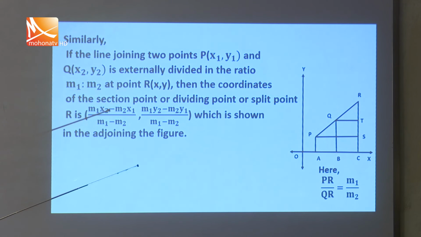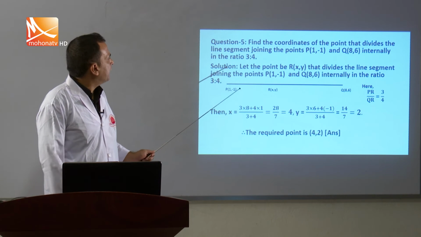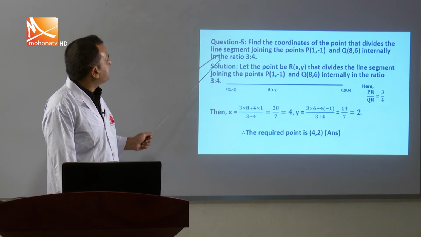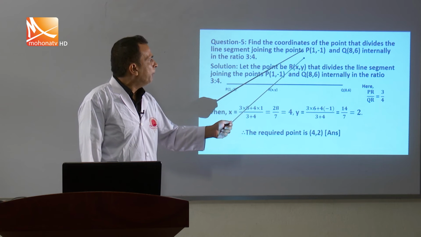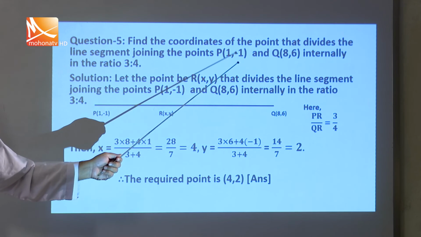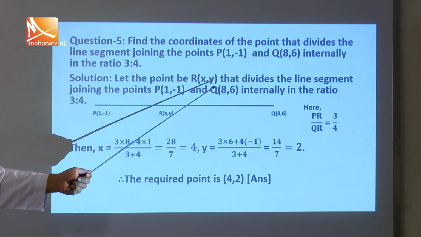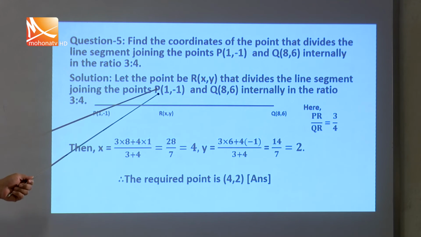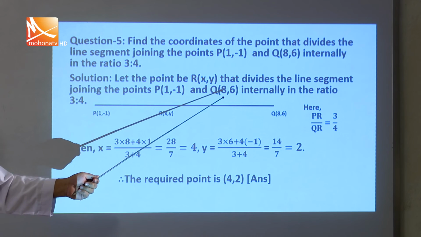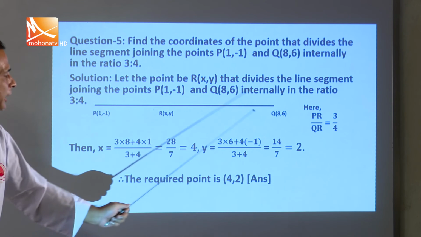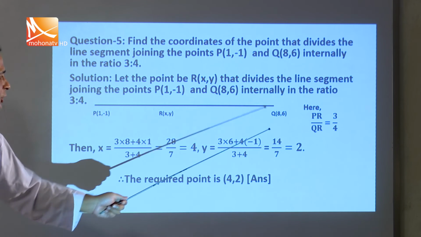Okay. Now we are going to discuss question number 5. Find the coordinates of the point that divides the line segment joining the points P(1, minus 1) and Q(8, 6) internally in the ratio 3:4. Let the point be R(x, y) that divides the line segment joining the points P(1, minus 1) and Q(8, 6) internally in the ratio 3:4. You just take a look at the figure. Here PR by QR equals 3 by 4, that is 3:4.